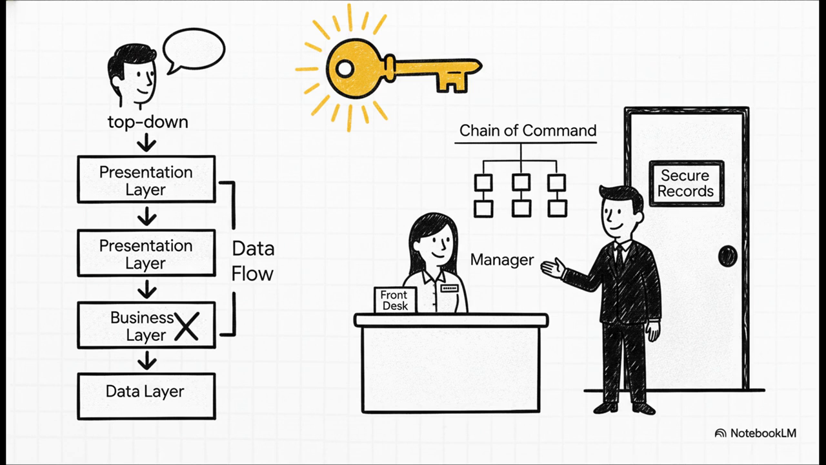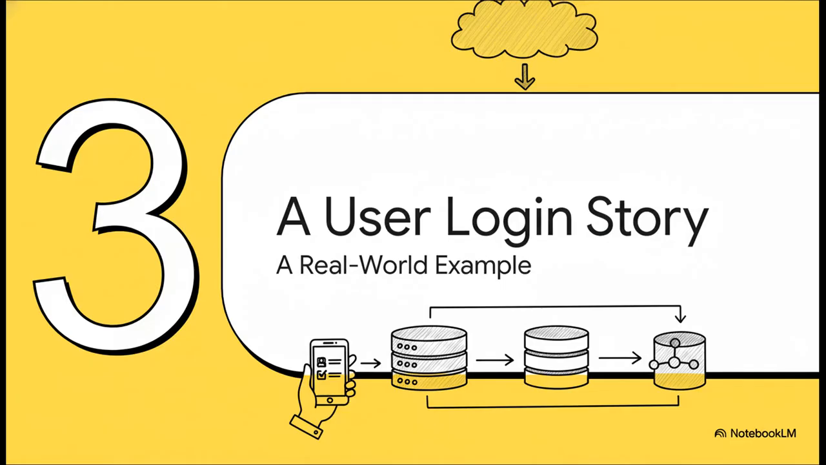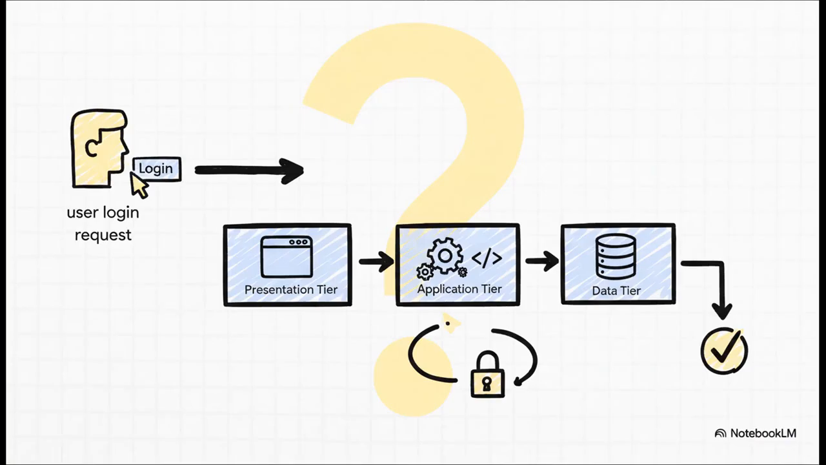This strict chain of command is what keeps everything so incredibly orderly and secure. Okay, so that's all the theory. But to really see why this is so powerful, let's watch it in action. Let's walk through a super common real-world example, a user logging into an app. So let's trace the journey of a single login request.